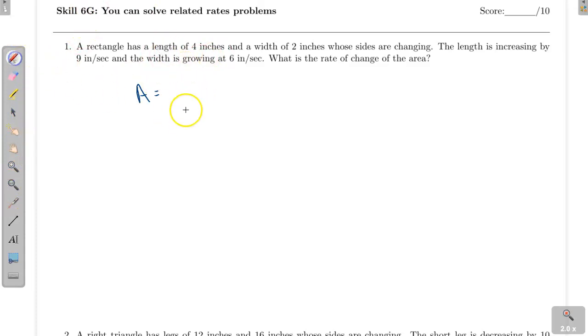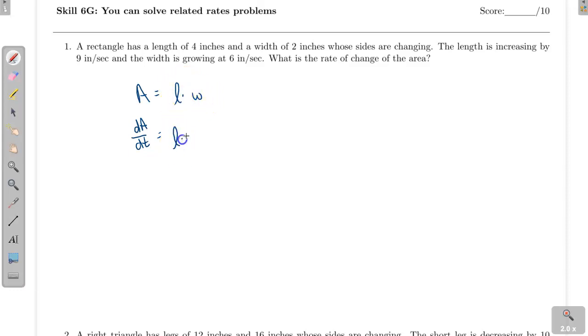Because there's the letters they're giving us. Length times width. Now we want to take the derivative of this with respect to time as they're changing. So A is just going to be dA/dt. When we take the derivative of this, they're being multiplied, so we have to do the product rule.